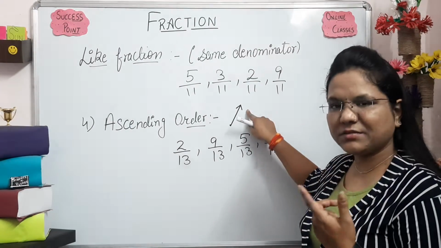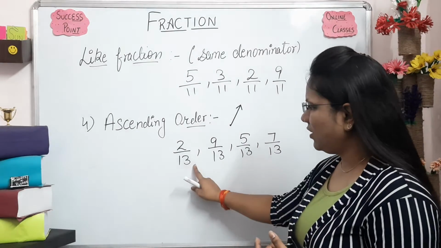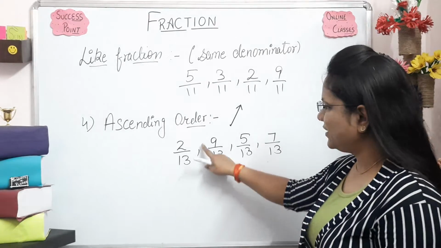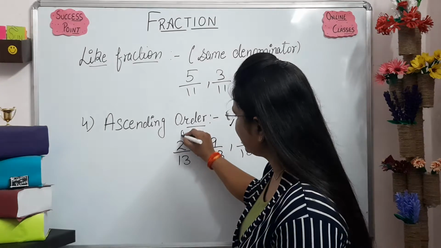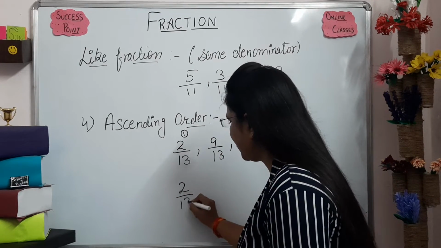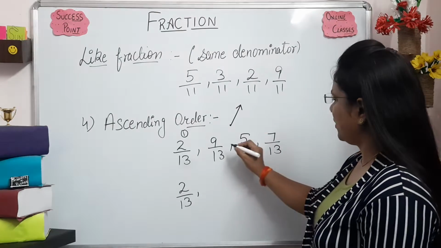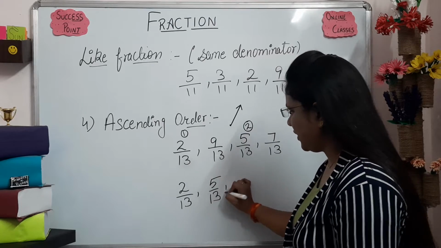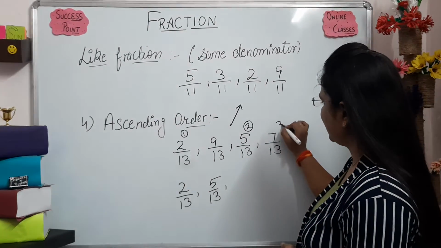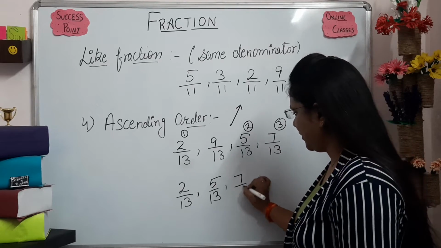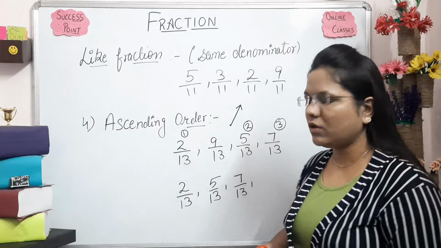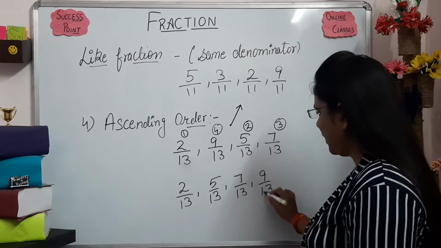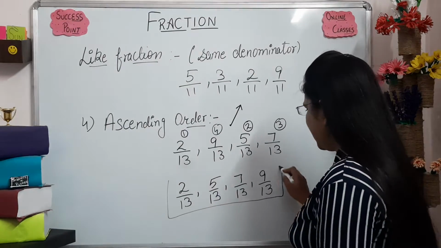Okay, so what do we have to do in ascending order? Smallest number to biggest number. Which is the smallest in all? Because denominators are same, we should not worry about denominator. We just have to compare the numerators. So 2 is the smallest in all. So the first number will be 2 by 13. What about the second number? It will be 5 by 13. What about the third number? It will be 7 by 13. And which is the greatest number in all? That is 9 by 13, so it will come on the fourth position. So this is all about ascending order.